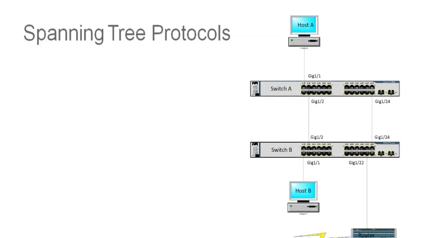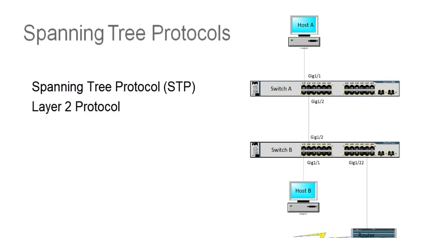The next important LAN networking protocol is the Spanning Tree Protocol, or STP. STP is a layer 2 protocol that runs on bridges and switches. While bridges are rarely in use anymore, switches are used extensively in local area networks, and most all layer 2 switches have Spanning Tree enabled by default.